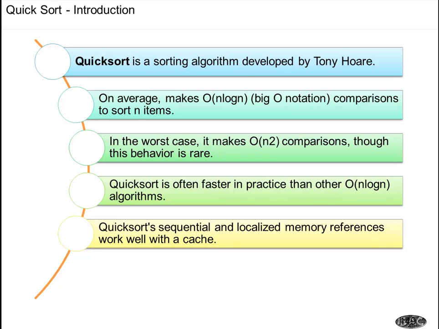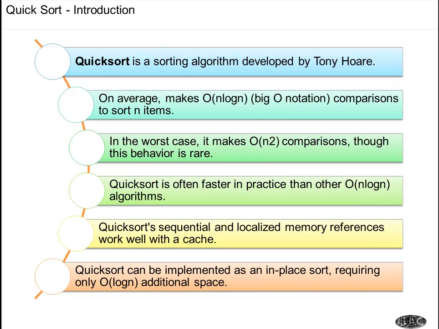Quicksort's sequential and localized memory references work very well with a cache system. Quicksort can be implemented as an in-place sort requiring only order of log n additional space. So it can also be implemented as an in-place sorting algorithm, which will save the additional space required for sorting.